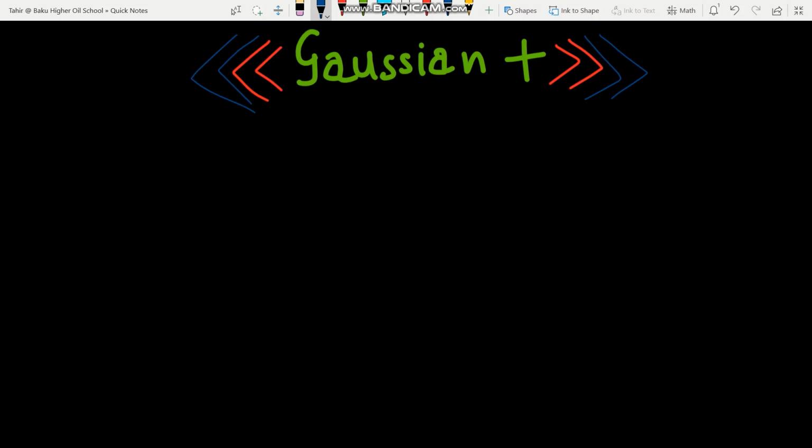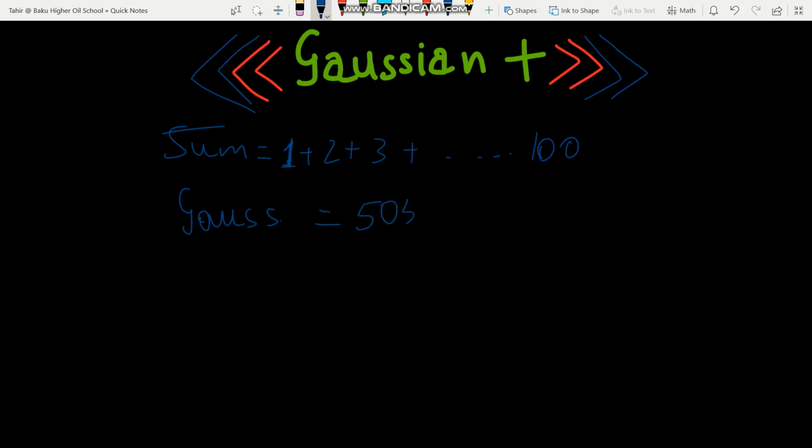Once he was in class and the teacher asked all the students to find the sum of numbers starting from 1 to 100. Let's write that the sum is equal to 1 plus 2 plus 3 plus all the way up to 100. The teacher just thought that it would take quite a long time, that students would be busy, and suddenly Gauss answered the question, and the answer was 5050.